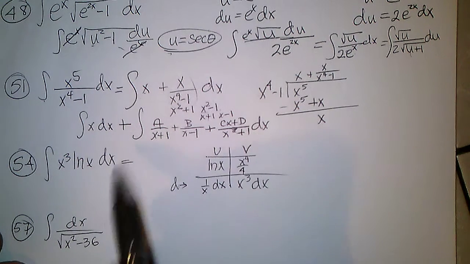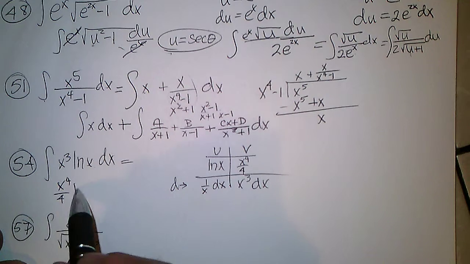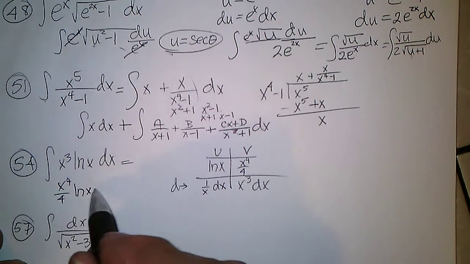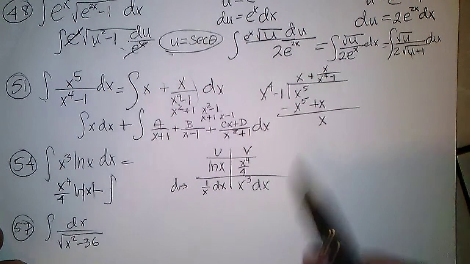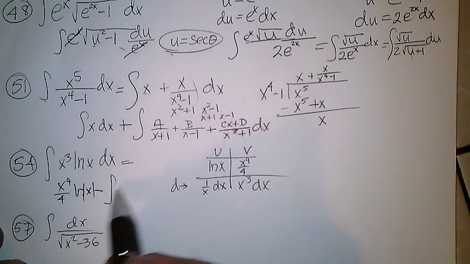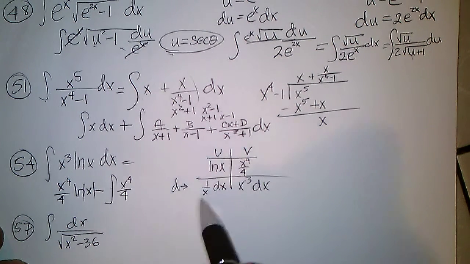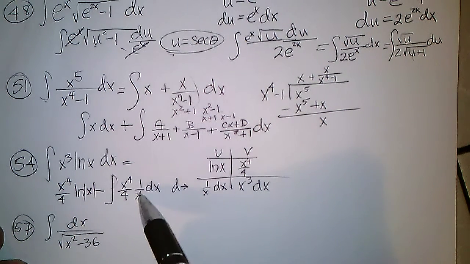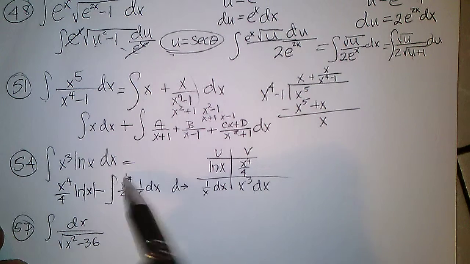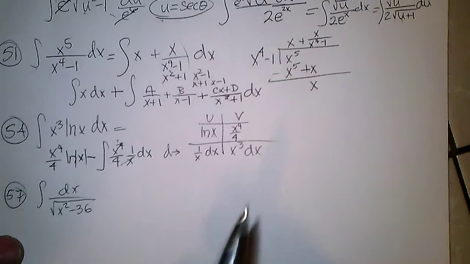So I'd have uv minus the integral of v, that's x to the 4th over 4 times this, which is 1 over x dx. This would cancel one of those x's and make it a 3rd. Pretty easy to do. We've already done that. So that one comes out pretty simply.